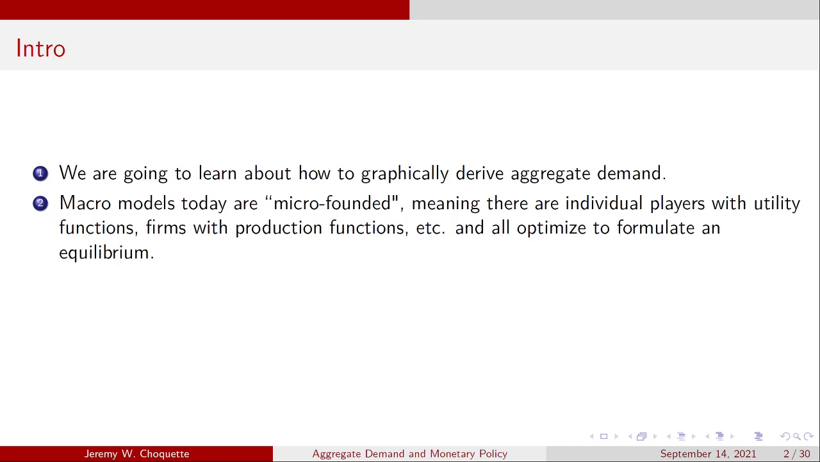Now, a lot of macro models today are what's known as quote unquote micro founded, meaning that they're based on micro foundations or microeconomic principles. There are individual players with utility functions, there are firms with production functions, there are governments, there's central banks, right? There can be financial sectors, and they all optimize to formulate an equilibrium. And when they formulate this equilibrium, we can then look at shocks across the system, like different types of aggregate demand shocks. You can look at aggregate supply shocks, financial shocks, all these cool types of things.